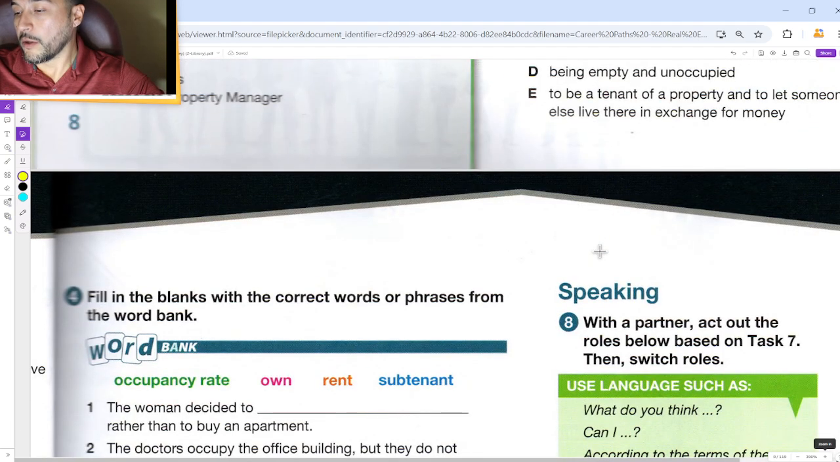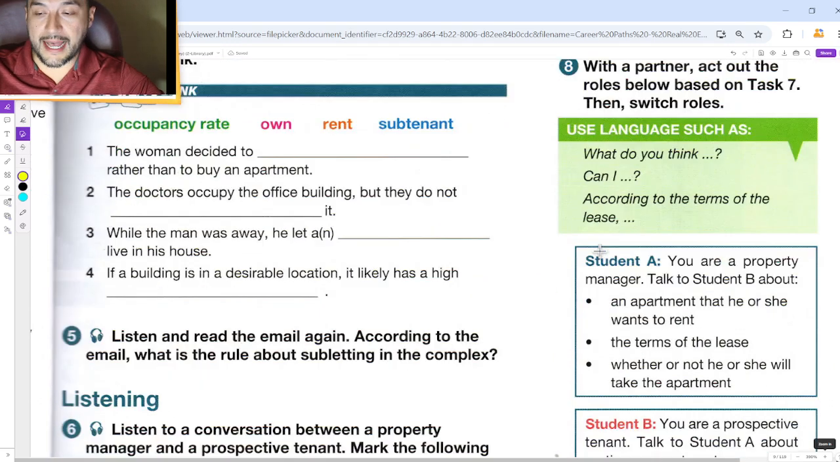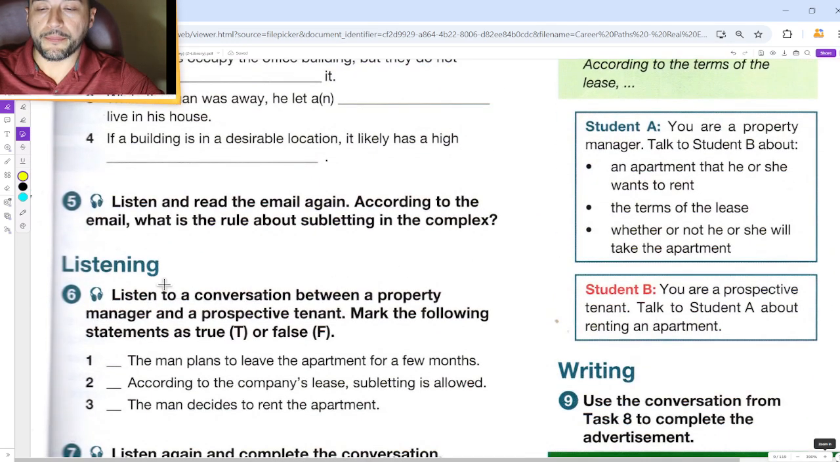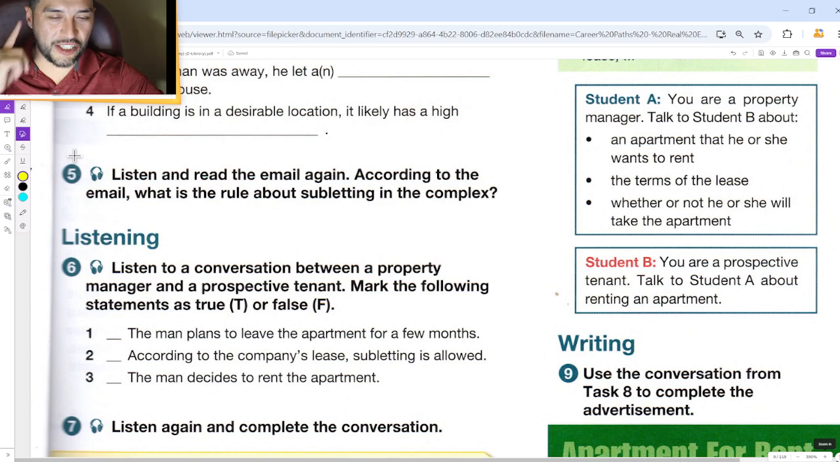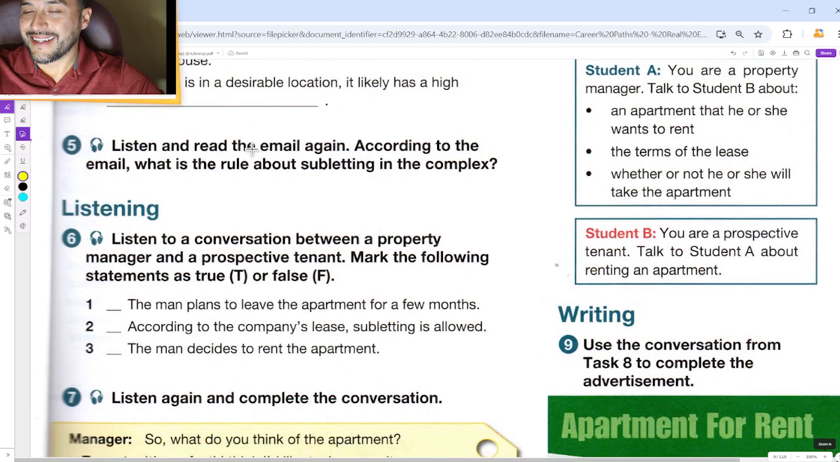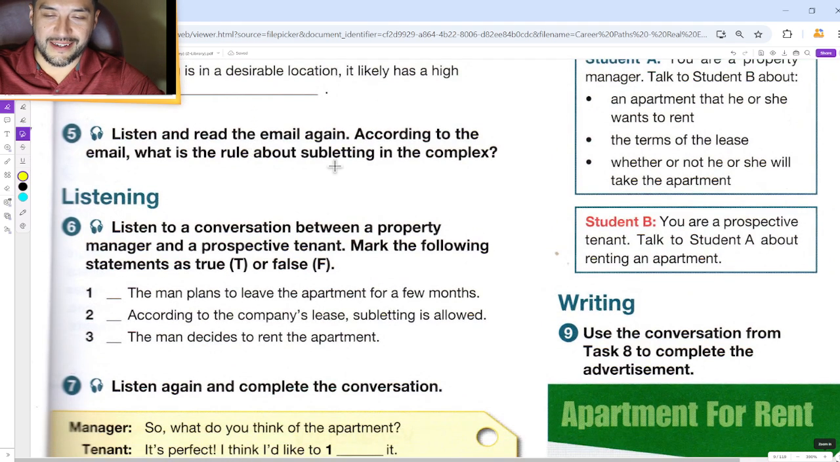After that, we always have 2 more listening exercises. In today's session, you're gonna listen to a property manager and a prospective tenant. Someone is interested in renting out, leasing the villas, the apartments. Okay, so let's take a look at today's class.